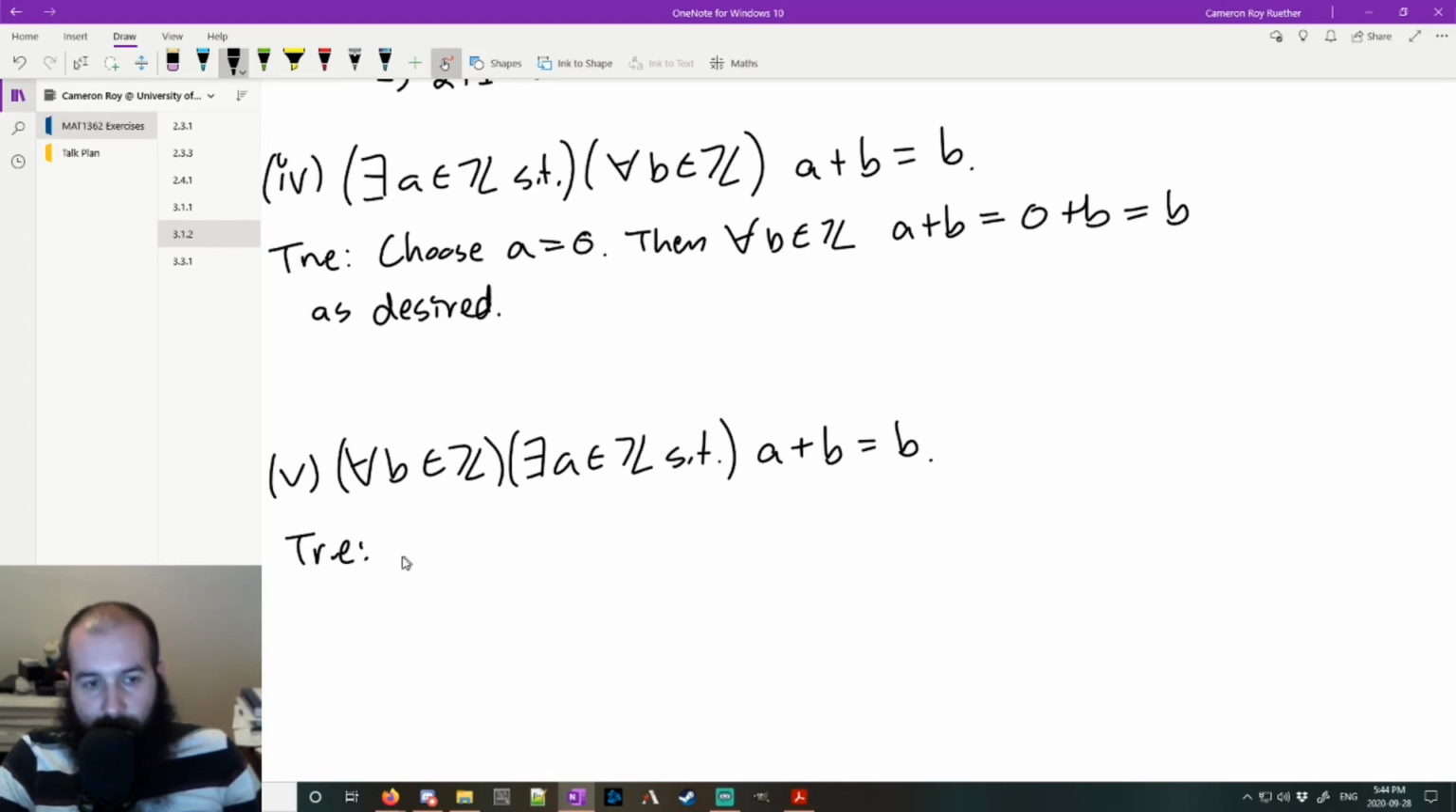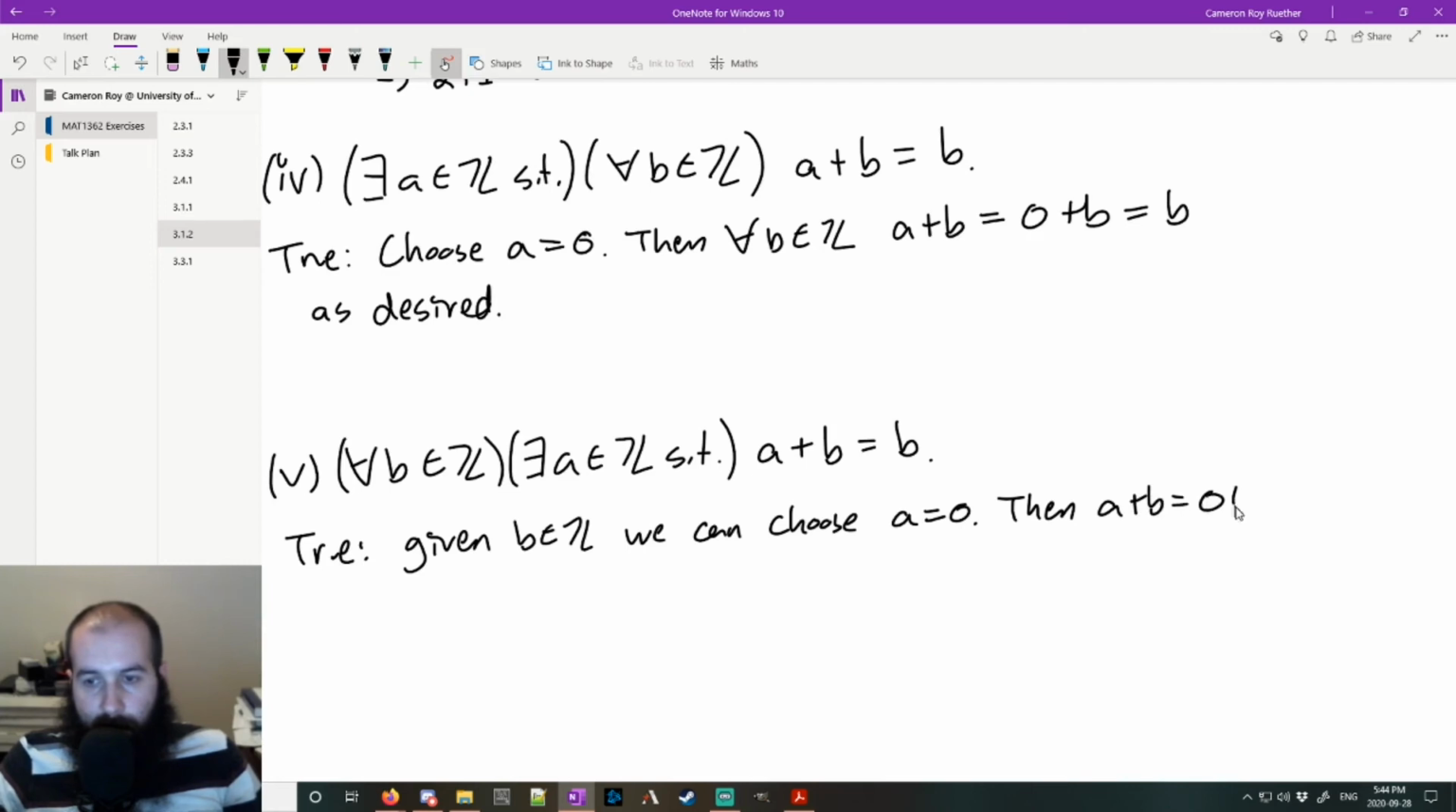So because b comes first, we can say given an integer b, we can choose, and the same choice works. A equal to 0, then a plus b is 0 plus b, which is b as desired. So this is true.